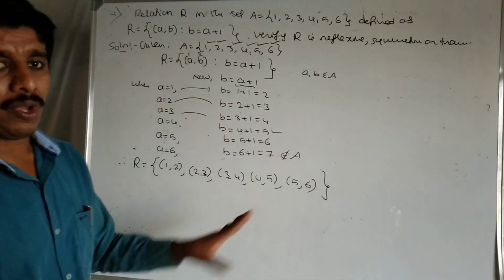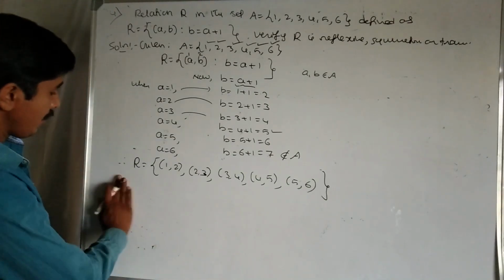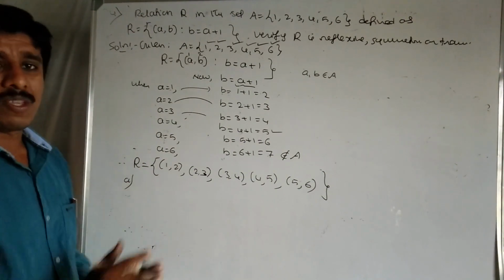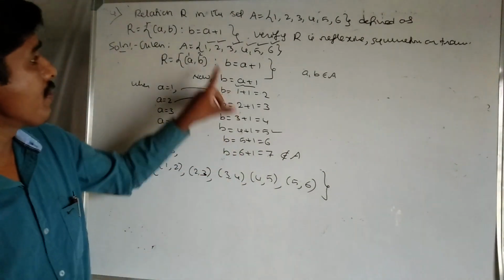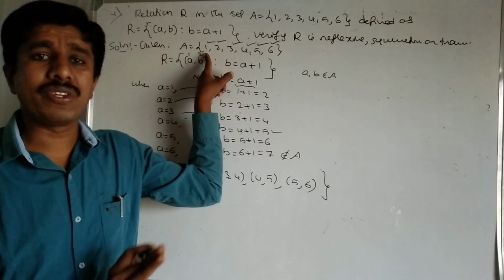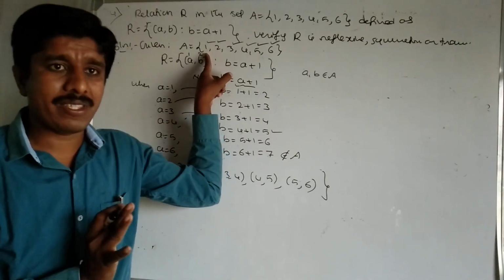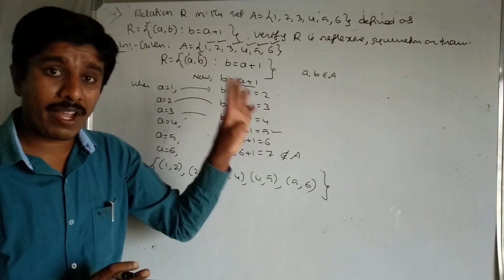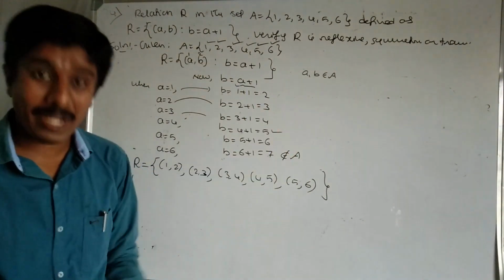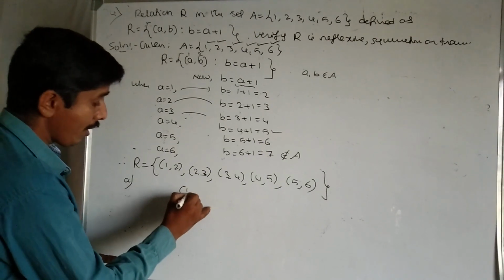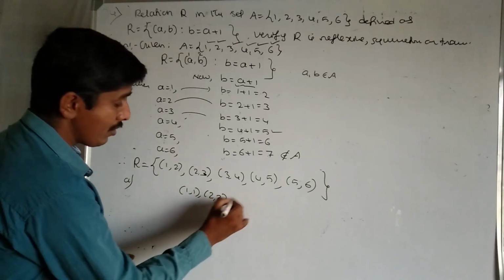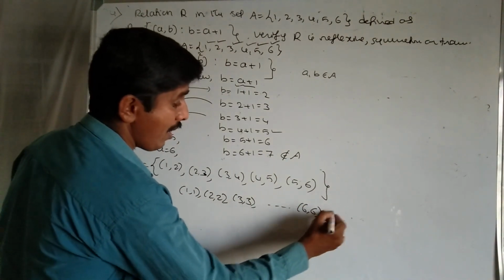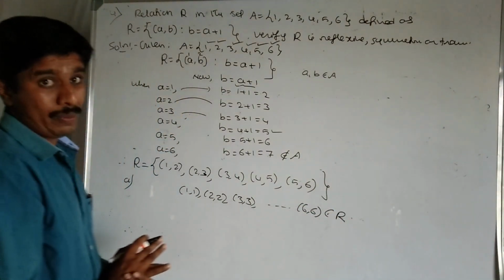We have done this type of problem. Now verify whether the relation is reflexive, symmetric or transitive. Reflexive means every element of the set is related to itself. Here we have 6 elements in the given set. Here (1, 1), (2, 2), (3, 3), (4, 4), (5, 5), (6, 6) belong to the relation, which means it is reflexive.